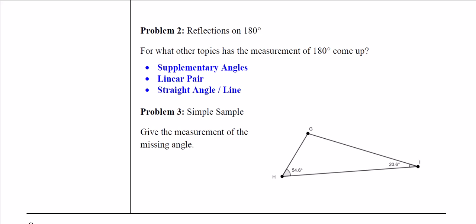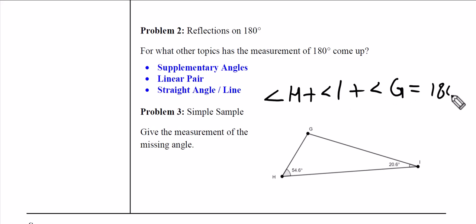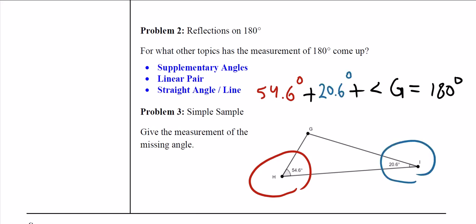Problem 3. So, if we know that the triangle sum theorem tells us that the 3 angles add up to 180, we could say that angle H plus angle I plus angle G equals 180 degrees. However, we know that angle H is 54.6 degrees. We know that angle I is 20.6 degrees. And that leaves us looking for angle G.